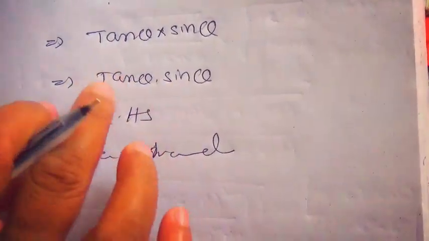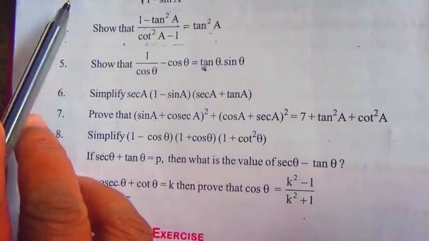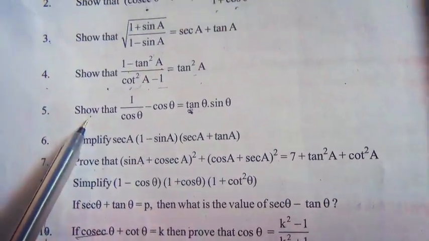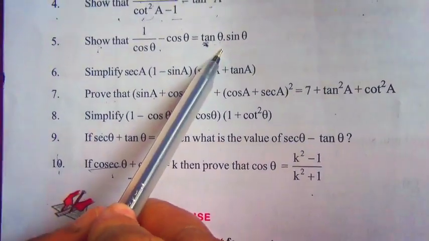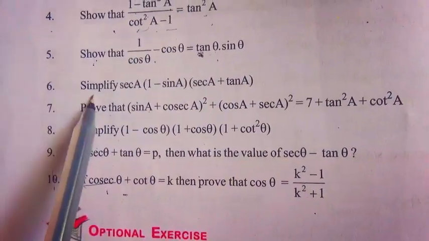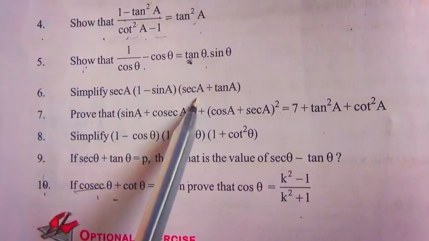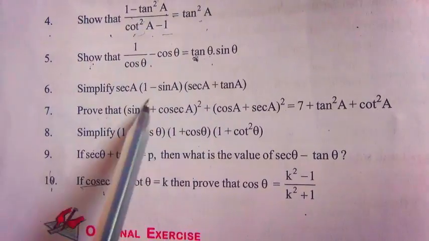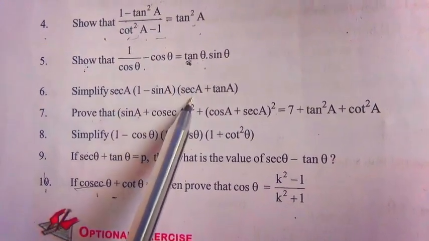Okay, here we finished this fifth sum. These all are "show that" problems. Show that means we have to prove this LHS is equal to RHS. Now it is the sixth sum, that is simplify. We have to simplify this equation. Only one equation is there here, not an LHS and RHS.